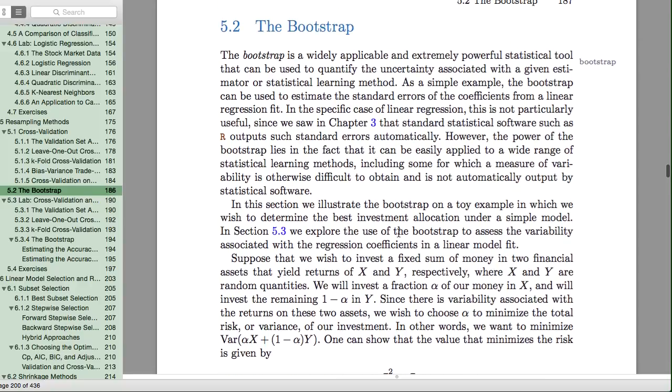So here's the example. We want to invest in two different financial instruments, instrument X and instrument Y. These could be two different stocks, for example, or two different portfolios or something.